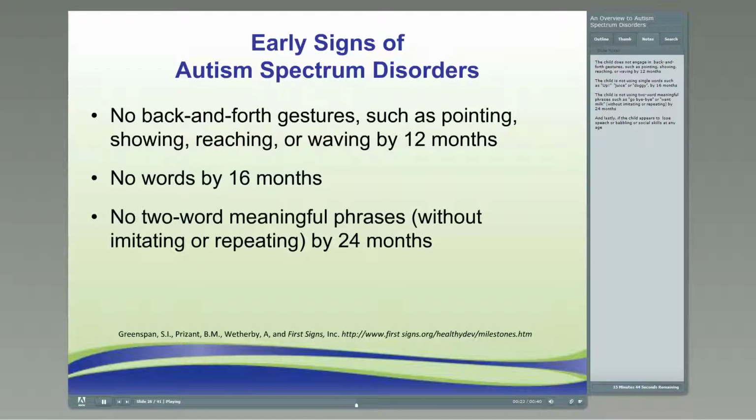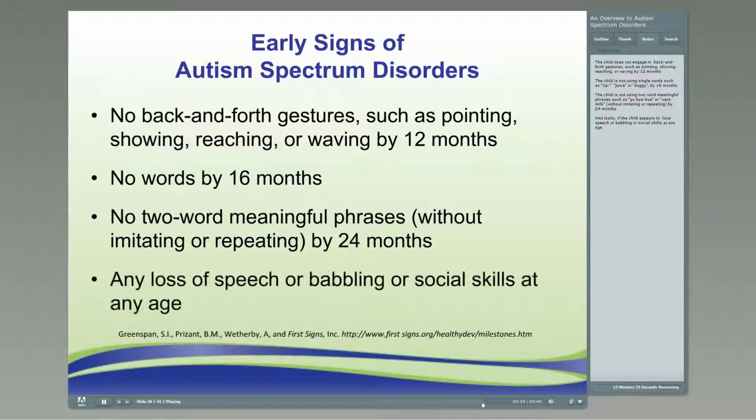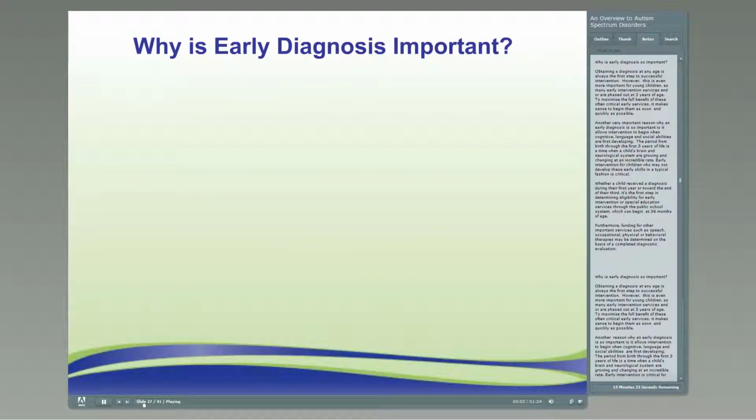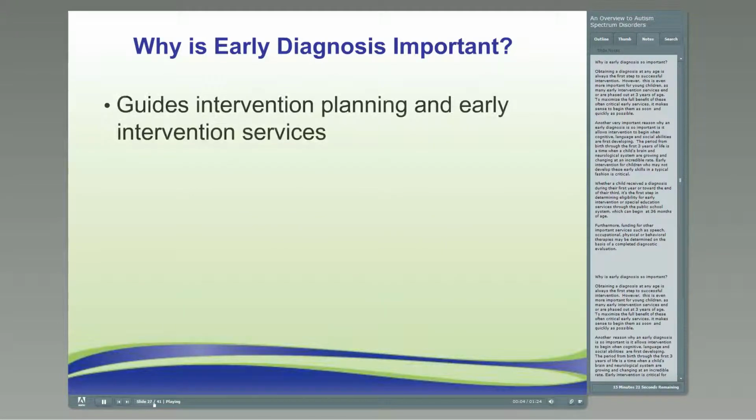The child does not engage in back and forth gestures such as pointing, showing, reaching, or waving by 12 months of age. The child is not using single words such as up, juice, or doggy by 16 months of age. The child is not using two-word meaningful phrases such as go bye-bye or want milk without imitating or repeating by 24 months of age. And lastly, if the child appears to lose speech, babbling, or social skills at any age.